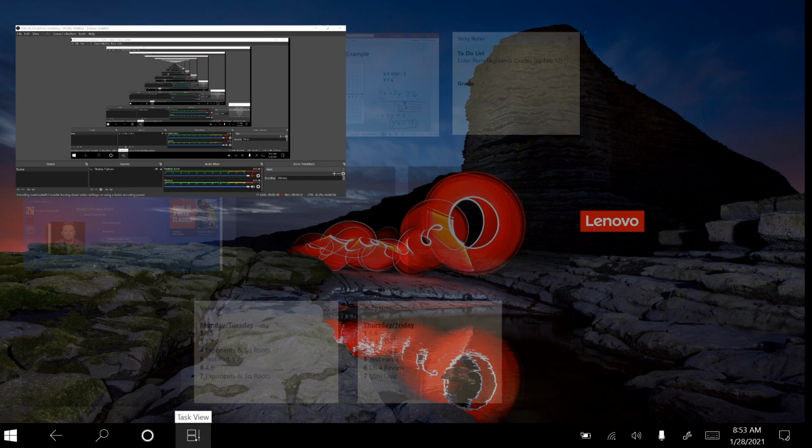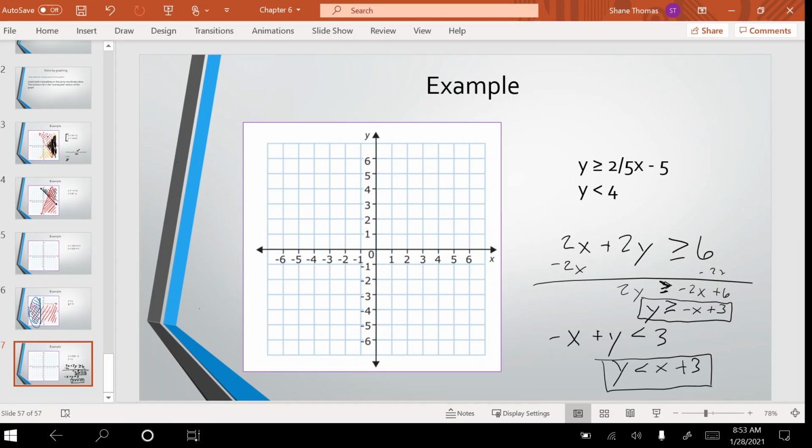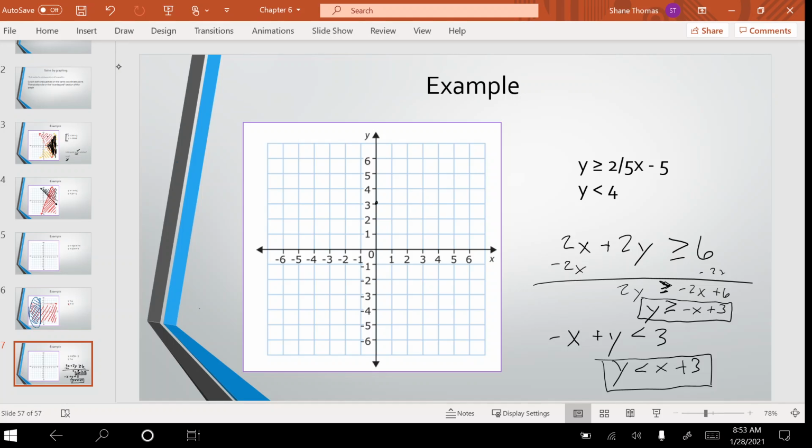So this one should be pretty straightforward, right? Maybe. So the first one, y is greater than or equal to negative x plus 3. At plus 3, what's my slope? Negative 1, right? Down 1 over 1. It's going to be a solid line. Looks like that. Okay. Second one.